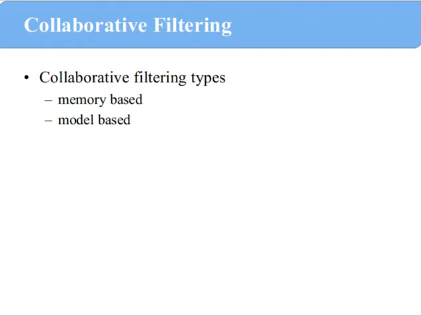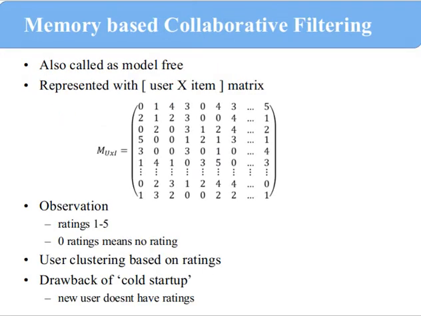Now, collaborative filtering is again of two types. The very first type is memory based and the other one is model based. Let's come to the first, the memory based. Memory based collaborative filtering is also called model free, because here we are not directly related to a specific model. It can be represented in terms of a user and item matrix.